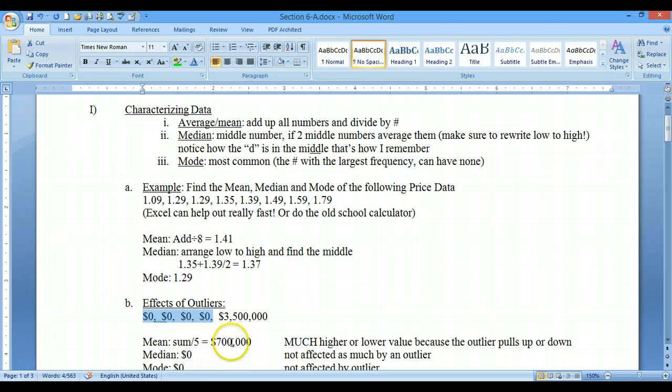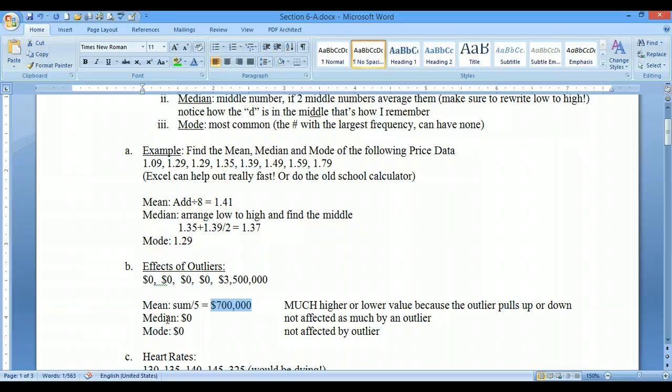Notice that outlier made the mean much, much bigger than the rest of the numbers. That's why it's called the outlier. It doesn't really match, and it is affected. It's either pulled up higher or lower. If I had a very low outlier, in this case mine is high, it affects the mean. The median, not affected as much by the outlier because it's right there in the middle. Mode, also not affected by the outlier. I take the most frequent. This one, definitely affected by the outlier.